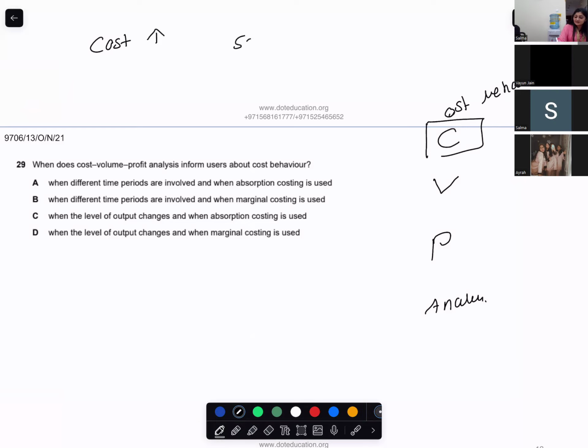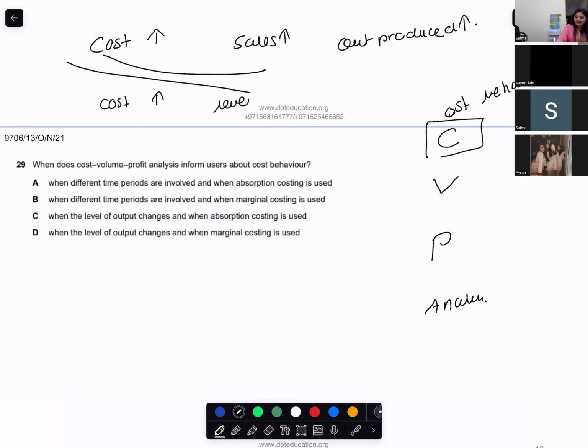When sales increase. So if sales increase, how do sales relate to cost? Because if sales increase, the output produced will increase. So your cost will increase when your level of output increases. So I can say the cost changes with the level of output. Yes, this is our normal cost behavior.